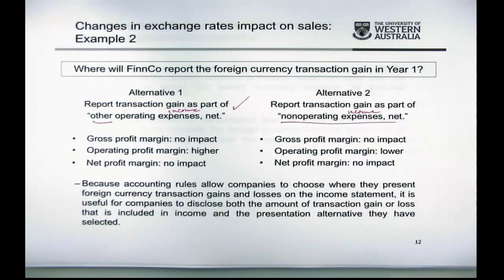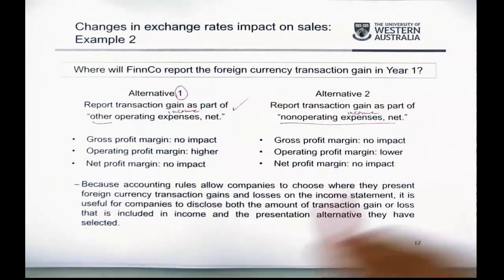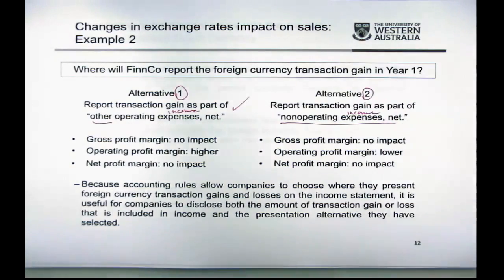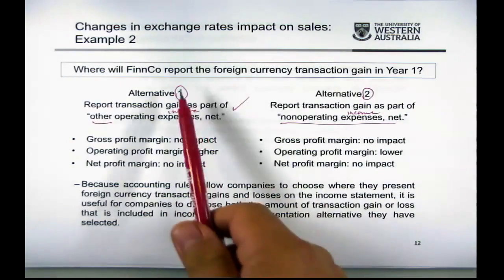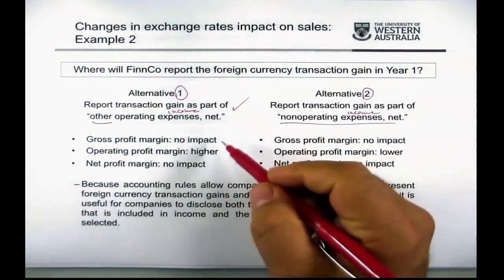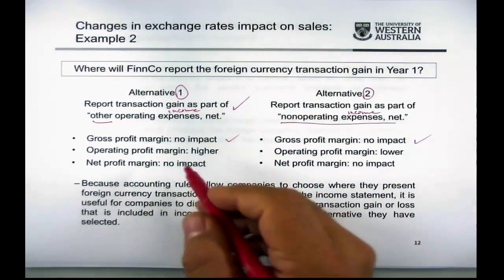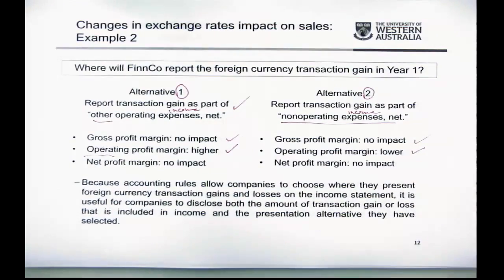Now, if we have two firms, one of them chooses alternative 1 and the other chooses alternative 2, and we are comparing the income statements of the two. In this case, the choice between this option and this option doesn't affect the gross profit margin for both firms. But when it comes to the operating profit margin, this one will be higher than this one.